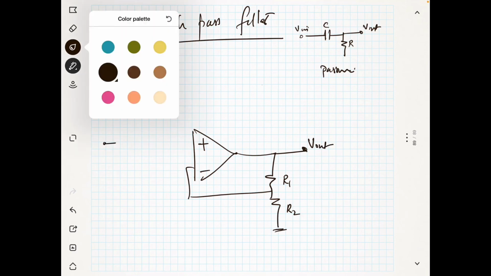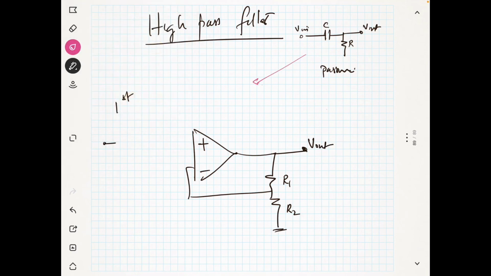But here you see I will use this network. That means that I will use the capacitor here and resistor here. So this is R and C. Now this is V in, and I connect this one here. So this is a first order high pass.